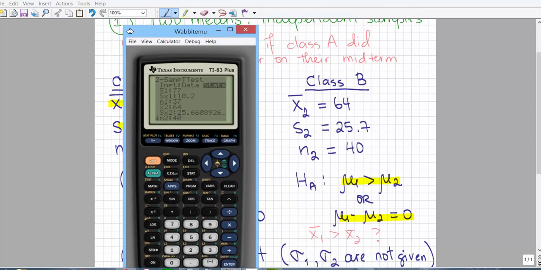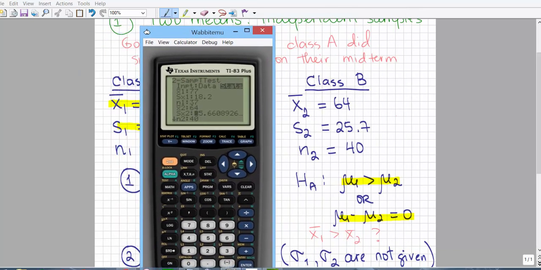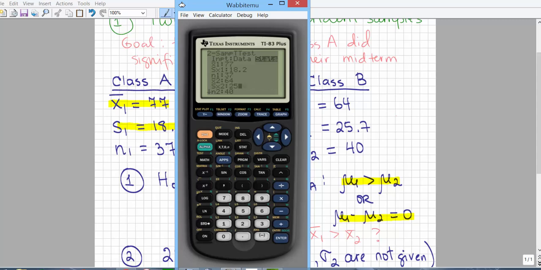Let's see, 25.7 and 40. Now the reason I'm doing this is because typically you will not have the data. You will have all of the summaries, so you will have sample mean, standard deviation, and sample size. I have the whole data, so I could have used all of those characteristics already, but let's just say we don't. That's okay. You just plug this in carefully.